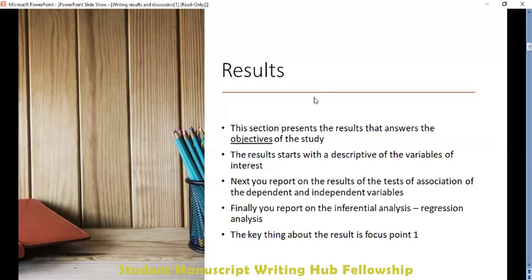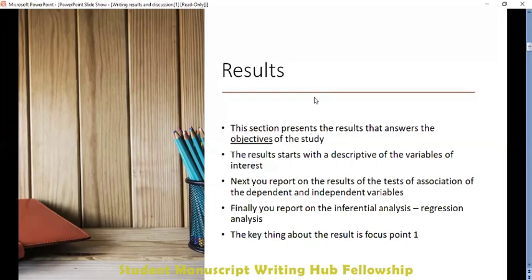After you've described the different variables in your study in the first paragraph or the first two paragraphs, the confounders, the independent and dependent variables, the next step is for you to describe the association between these variables. Are they associated or are they not associated? Then the next step is for you to do an inferential analysis of your finding. That's your regression analysis. So it's a stepwise thing.